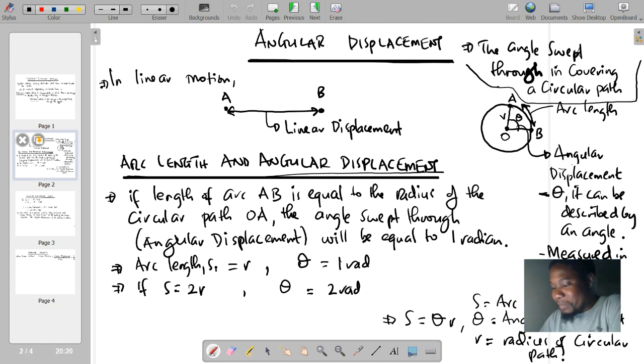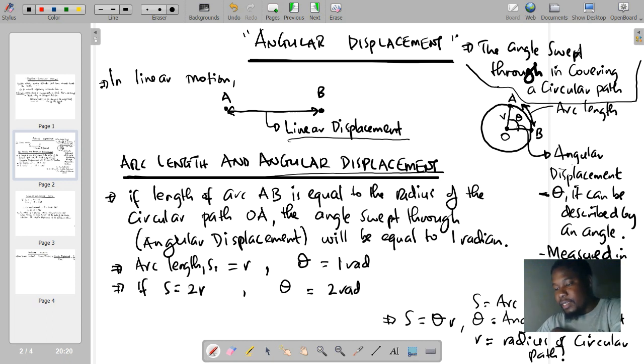Now let's progress from there. Don't worry about this. Maybe it looks strange, maybe it looks busy on the page, but this will make sense to you very soon. The first concept that we'll discuss on uniform circular motion is called angular displacement. I will draw your attention back to linear motion so that we understand this properly. In linear motion, we discussed a concept called linear displacement, which is displacement in a straight line.